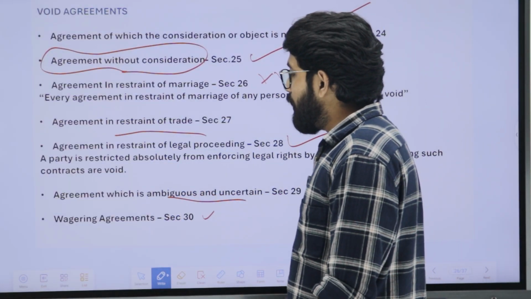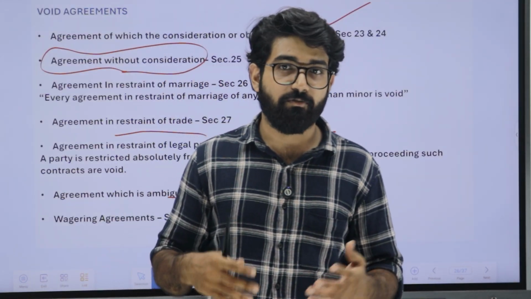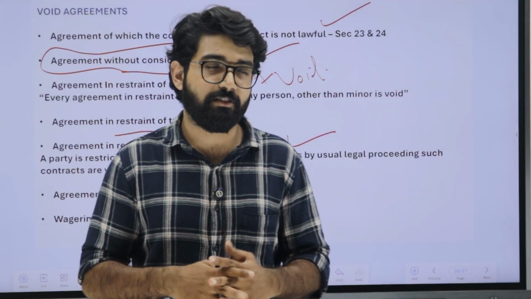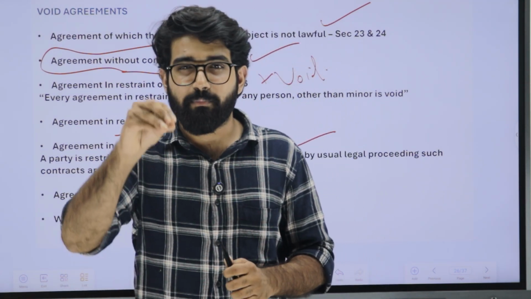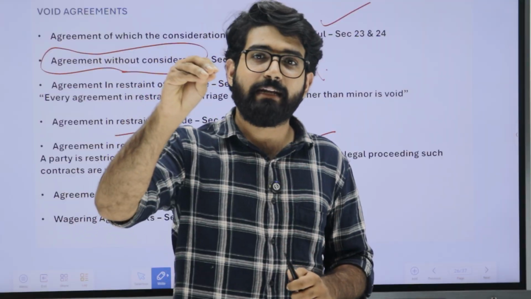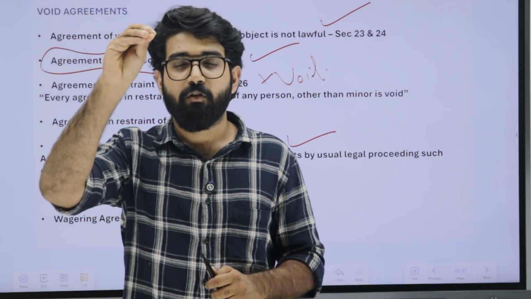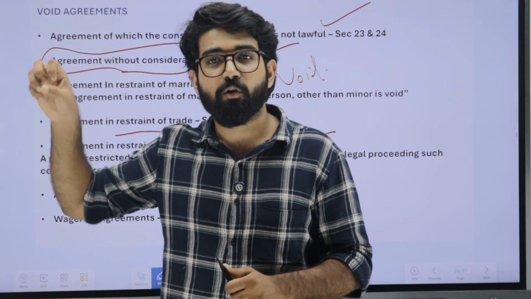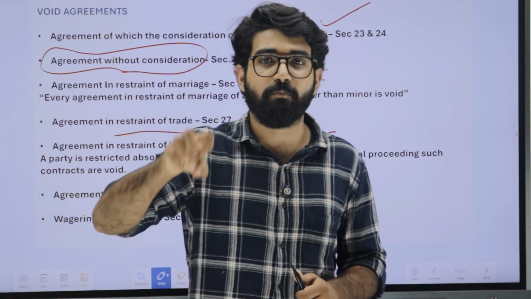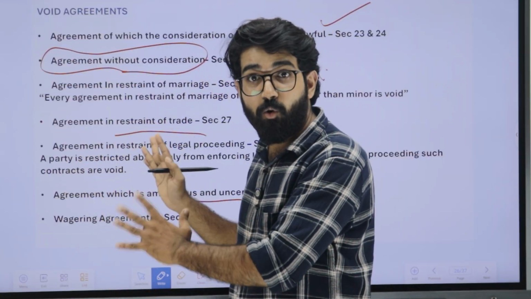And finally, wagering agreements. We will discuss that later, wager and contingent contract. But for your idea, a wagering contract simply means betting. Betting is a void contract. Betting is a void agreement. It cannot be enforced by court. No claim relating to betting will be enforced through court. That is what the general principles of contract say.